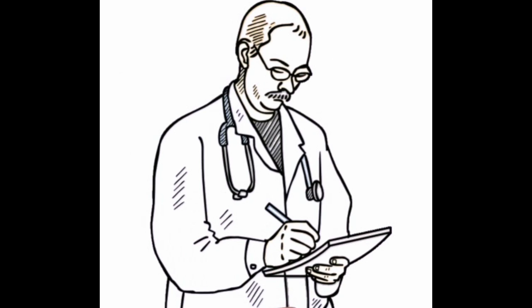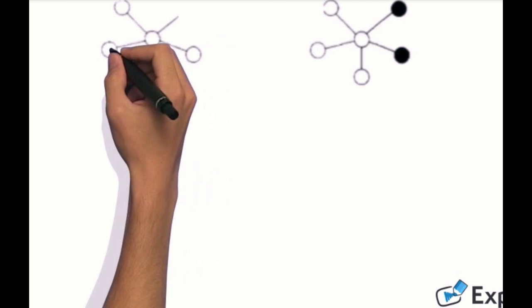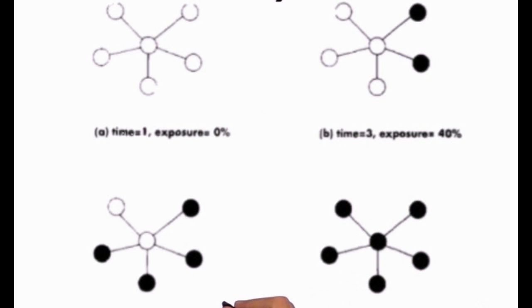This is Dr. McDreamy. His personal network consists of 5 other doctors, and as more individuals in the network adopt the CT scanner, the exposure to Dr. McDreamy increases. In the end, Dr. McDreamy adopted the CT scanner after all the other doctors in his personal network also adopted the CT scanner. This is an example of the entire social system.